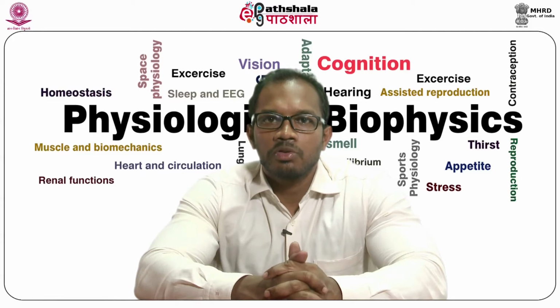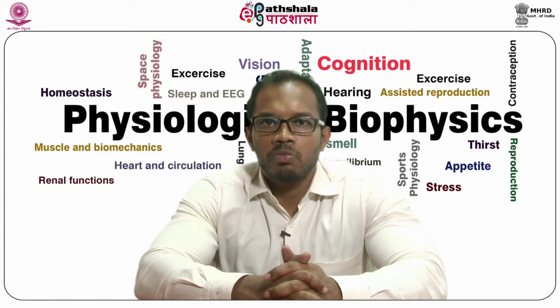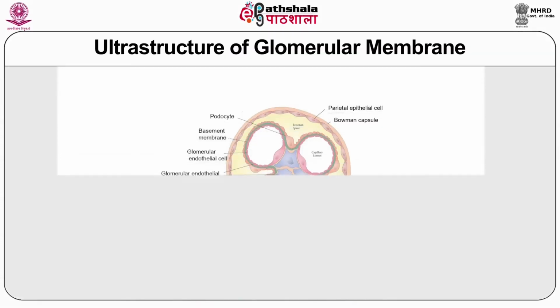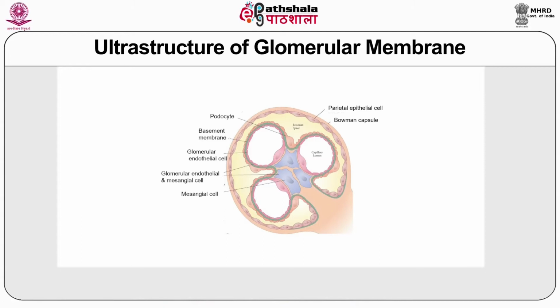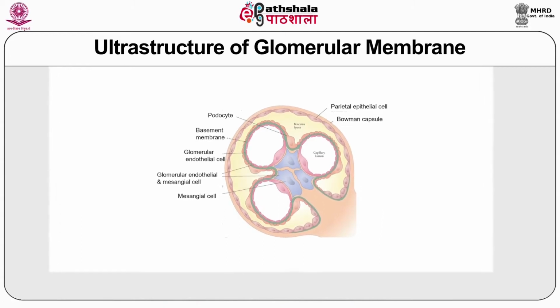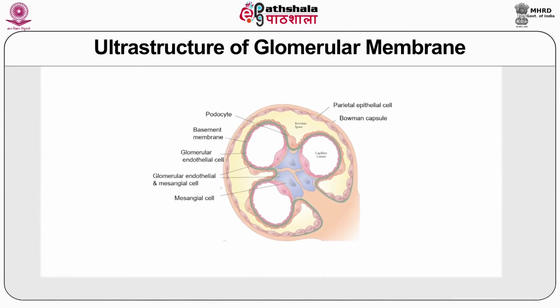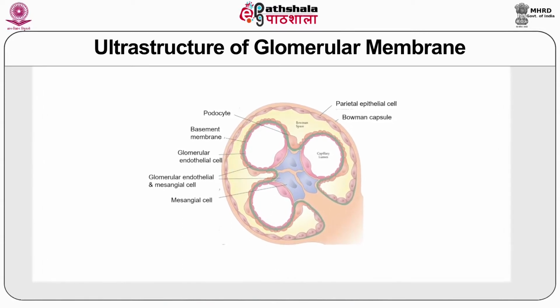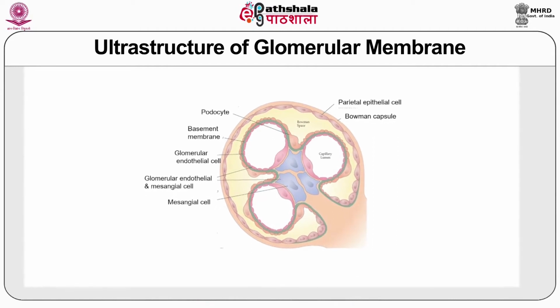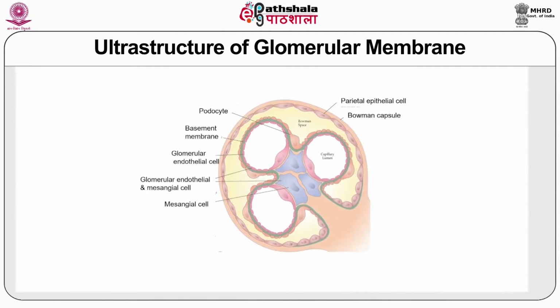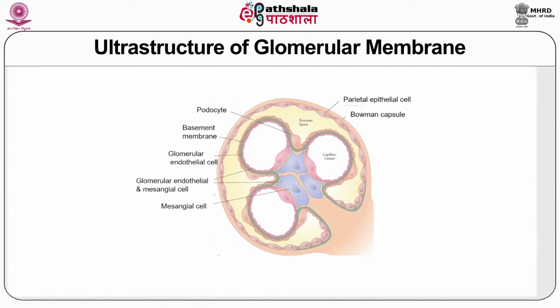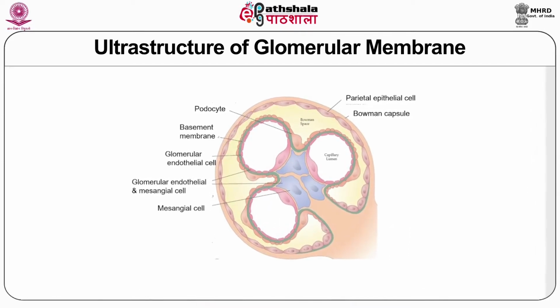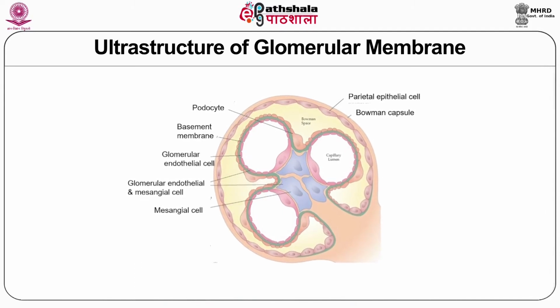Now, we are going to discuss the ultrastructure of the renal glomerular membrane, which separates blood of the glomerular capillary from fluid present in Bowman's space. It is also known as the blood filter or filtration barrier, and it has three major layers. First is the capillary endothelium. It contains pores with a diameter of 70 to 90 nanometers and is freely permeable to small solutes like water and even small proteins. Second is the basement membrane, and third is the Bowman's visceral epithelium.